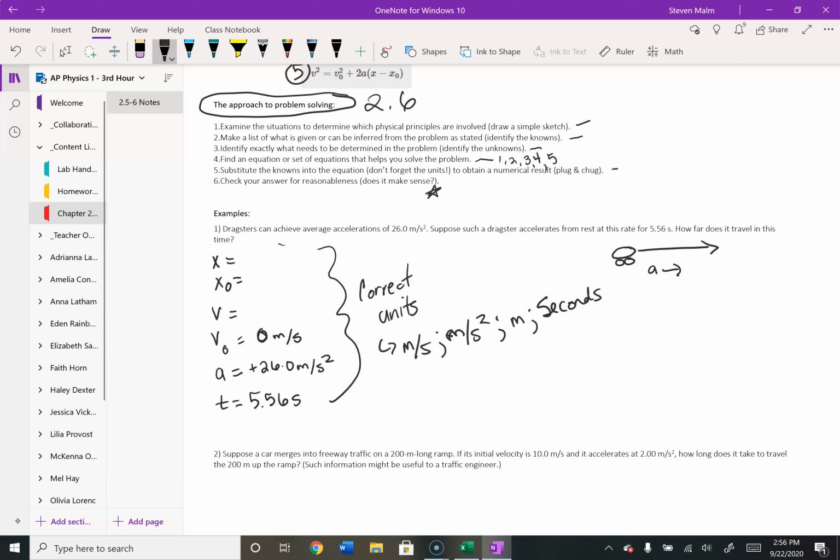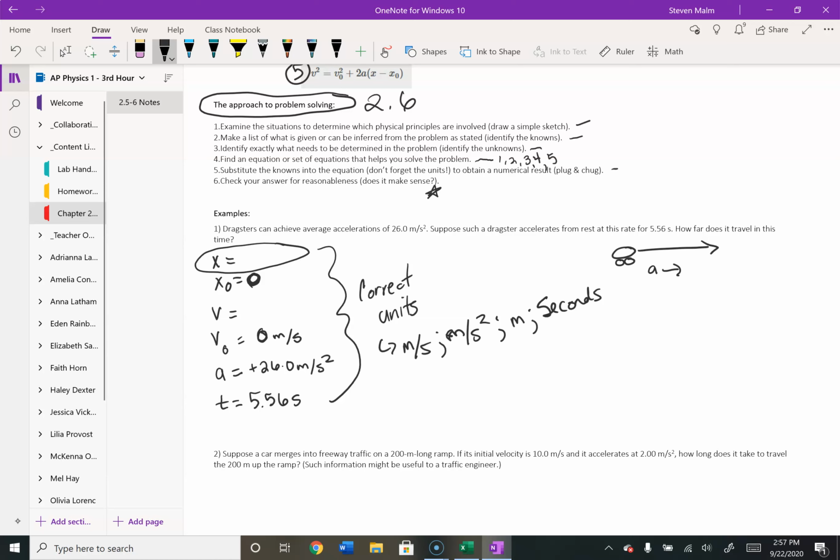So it looks like we're looking for a distance here. We want to know how far it goes. Since we're identifying it as starting from rest, we can also identify its initial position as 0. So x naught is going to be 0 for us because, again, we're talking about from rest. Let's identify where it starts as 0. It'll make our lives easier.